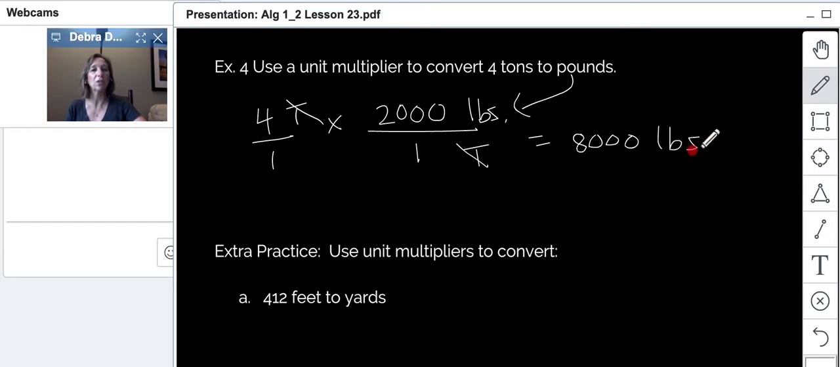If you can do these in your head, don't. We're getting into the habit of using unit multipliers, because later we're going to be adding more unit multipliers. They'll say use 4 unit multipliers to turn something into something. So we're starting out nice and slow, so make sure you do it the way that I'm showing you.